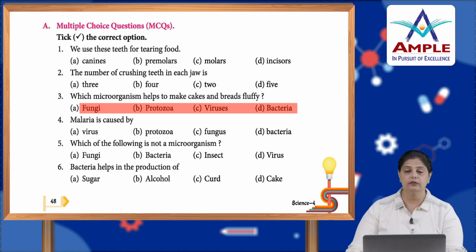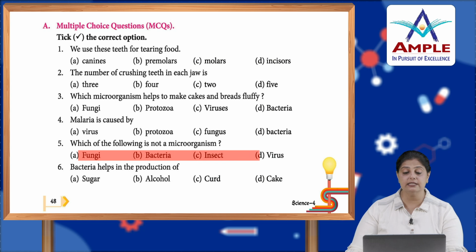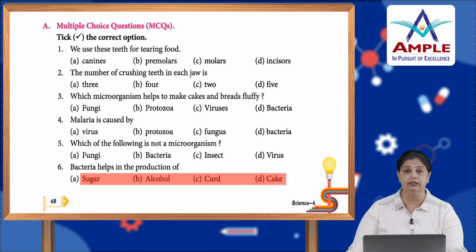Then malaria is caused by virus, protozoa, fungus or bacteria. It is caused by protozoa. Which of the following is not a microorganism? Fungi, bacteria, insect or virus? It is insect. We can see it. Bacteria helps in the production of sugar, alcohol, curd or cake, curd.